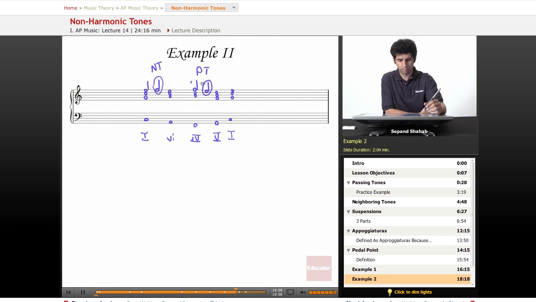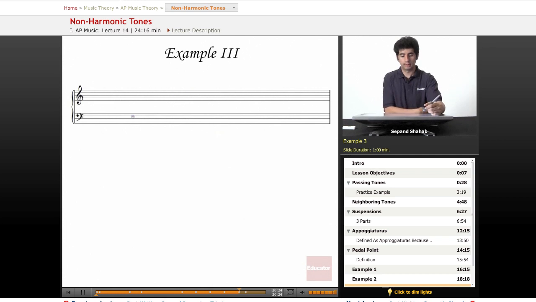And let's add some more neighboring tones. So what about this A staying on this A, so we can make a lower neighbor this time here. So here's a neighboring tone. And then what if we, well, okay, that's good for this exercise.